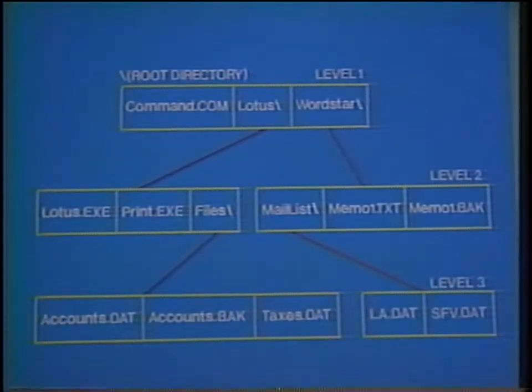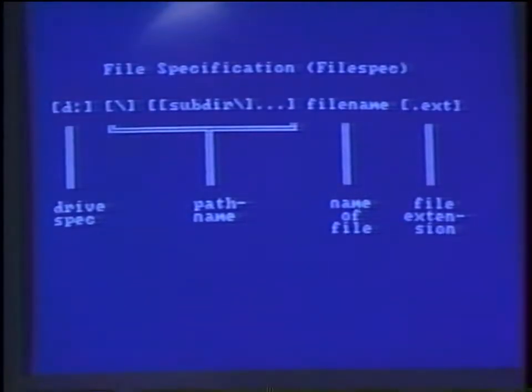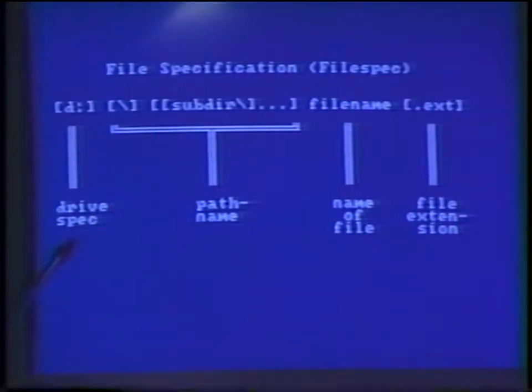However, for ease of use, it is best to keep related files together in the same directory. A file is referred to by its file specification, or file spec for short. A file spec consists of 4 parts. First, the drive letter where the file is to be found, followed by a colon. The drive specification is optional, and if it is omitted, DOS will look for the file on the default drive.